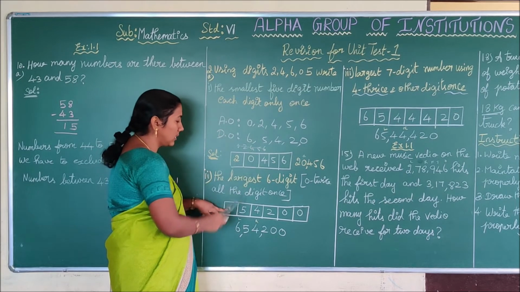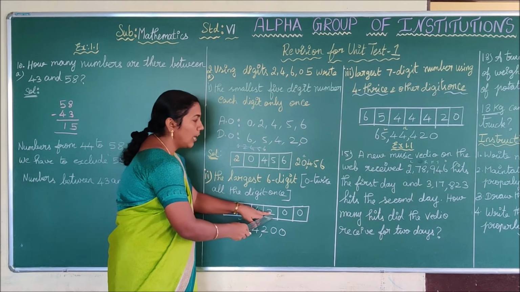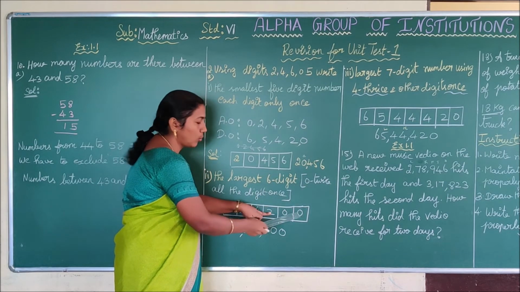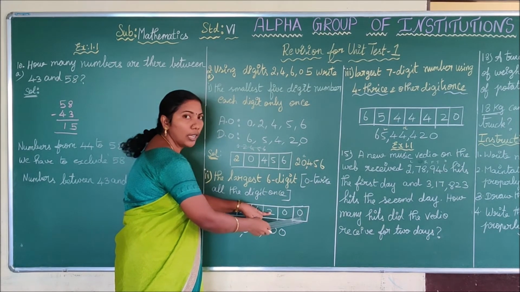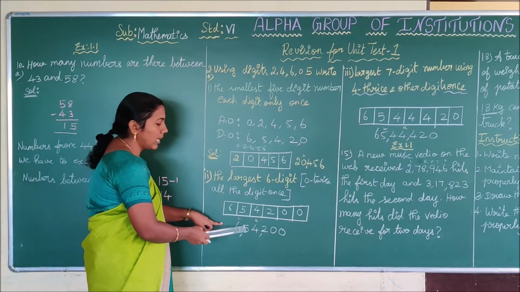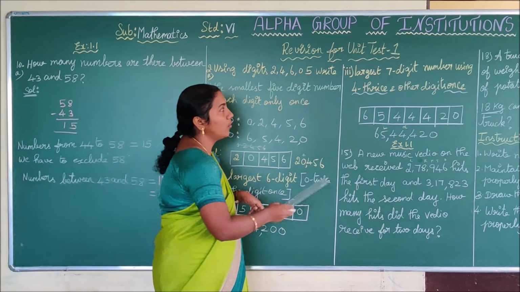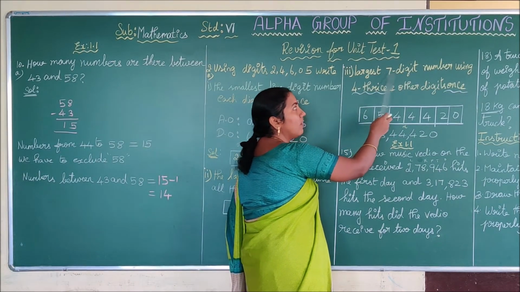Write the number as it is: 6, 5, 4, 2, and you have to write the 0 twice. Thus we are writing the 0 twice. Thus the required largest 6-digit number is 6,54,200. It's clear, children? Next we are going to write the largest 7-digit number.